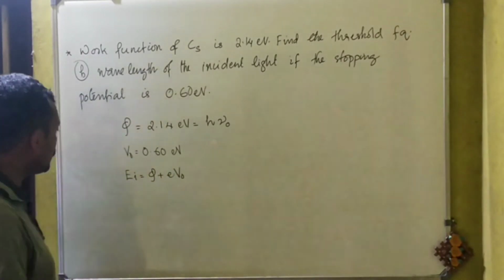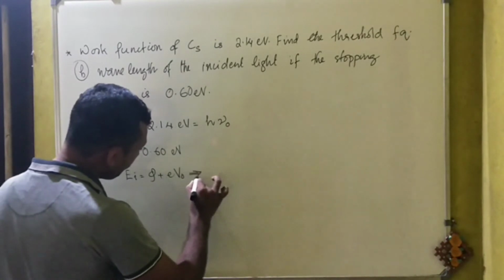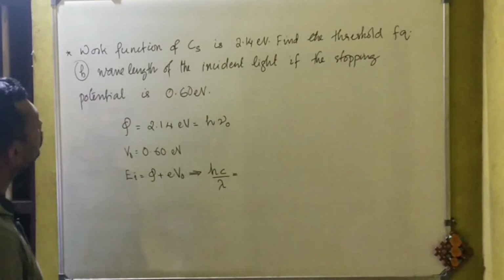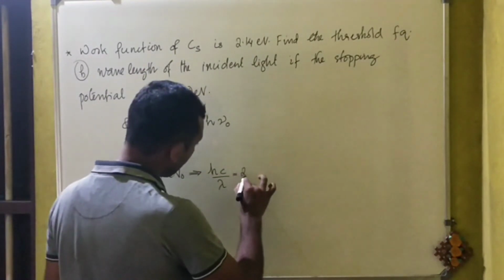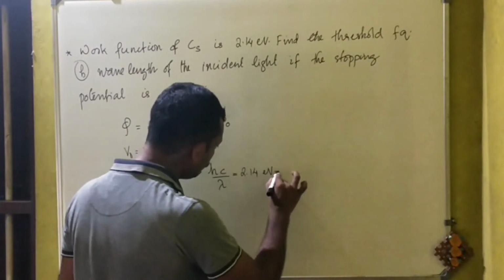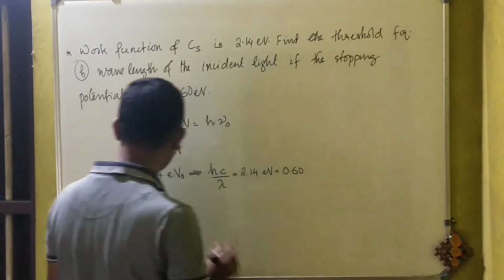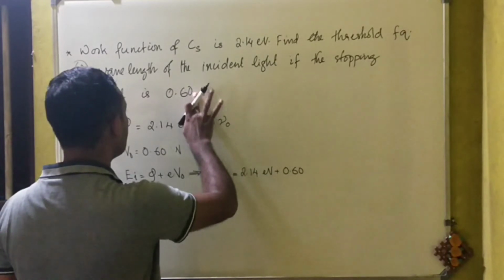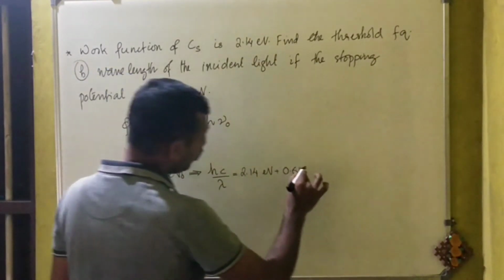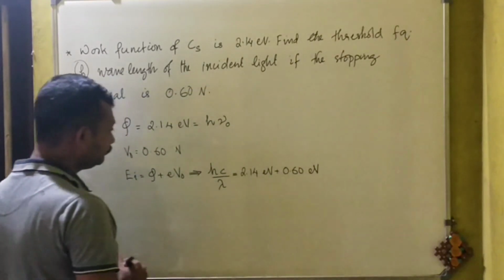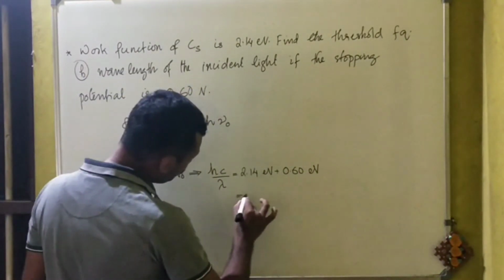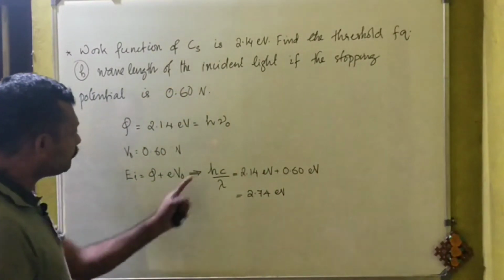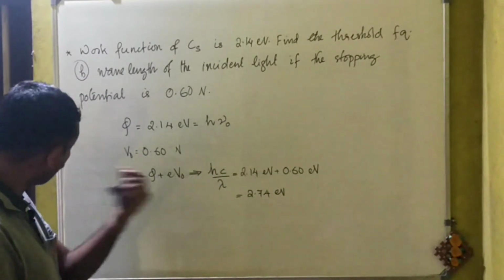According to Albert Einstein's equation, E_i is equal to phi plus eV0, right? It is phi plus eV0, which gives me hc by lambda is equal to, the value of phi is 2.14 electron volt plus 0.60 electron volt. This is also volt, not electron volt, my fault. So this will come out to be 2.74 electron volt, right? 2.14 plus 0.60, it is 2.74 electron volt.